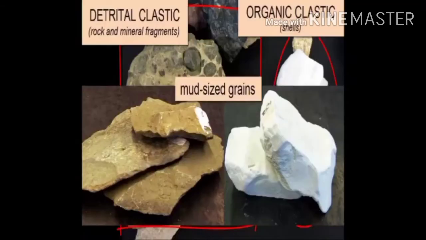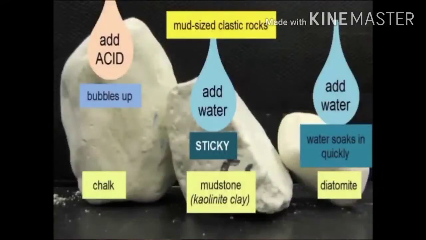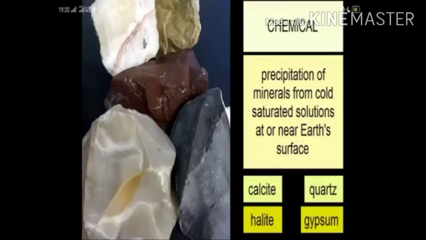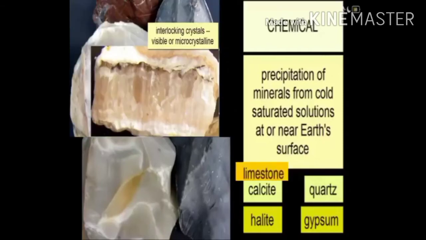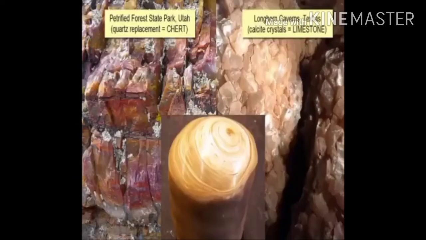We have detrital-clastic, or the rock and mineral fragments, and the organic-clastic, which is shells. The mud-sized grains. The detrital-clastics, which are in sandstones, and these are in mud-sized clastic rocks. The chalk, the mudstones, and the diatomite. The chemical rocks are formed by precipitation of minerals from cold saturated solution near Earth's surface. These minerals are calcite, halite, quartz, and gypsum. Calcite may form limestone, quartz may form chert, and this one is the rock salt. These are the examples, the images of chert and the limestone.